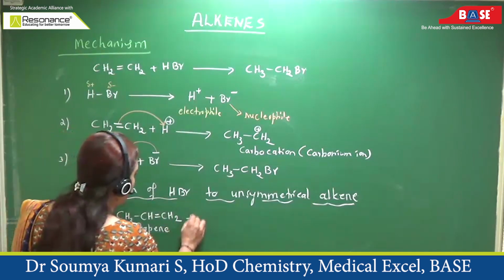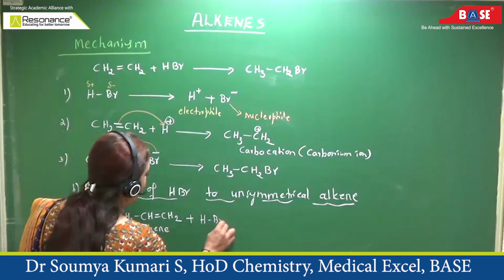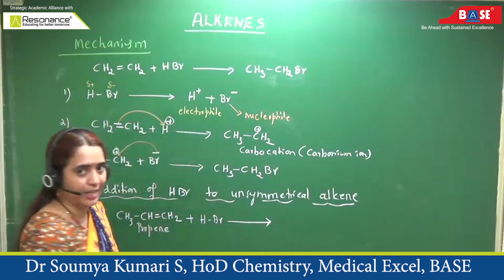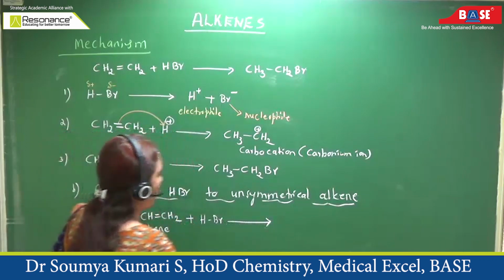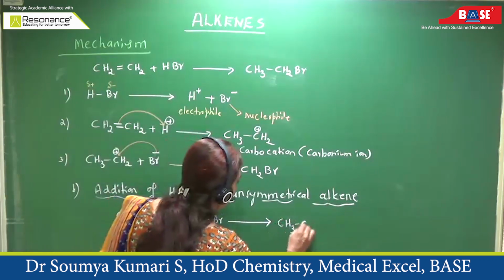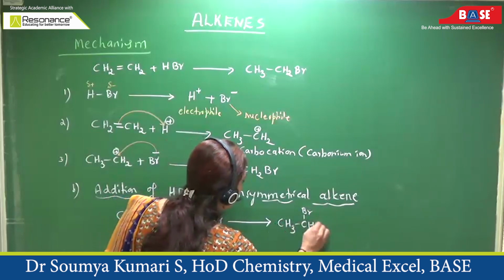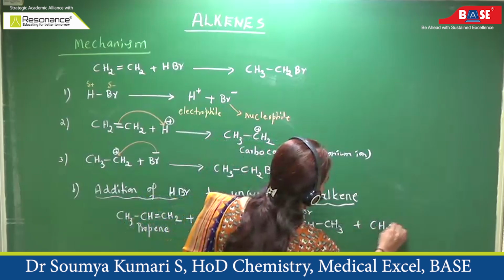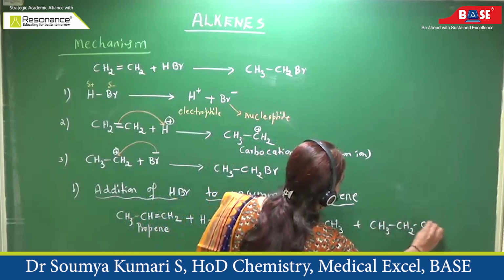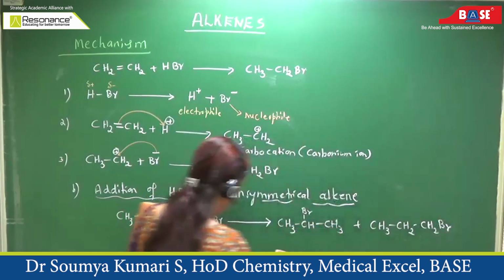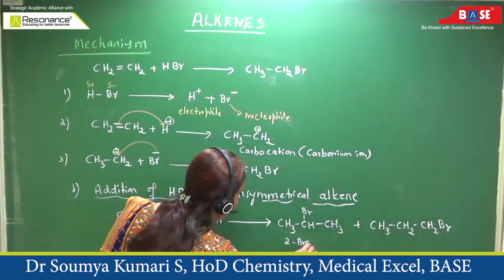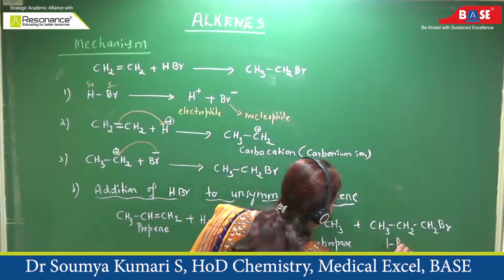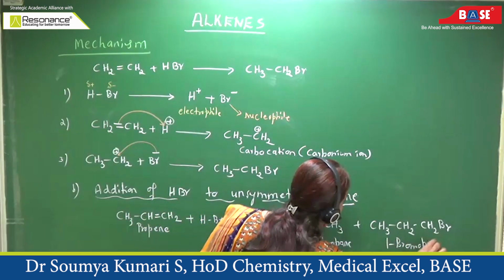When propene is reacted with HBr, we end up with two products, not one product like the previous case. One is CH3CHBrCH3, that is 2-bromopropane, and another product is 1-bromopropane, CH2Br. So this is called 2-bromopropane and this is 1-bromopropane.